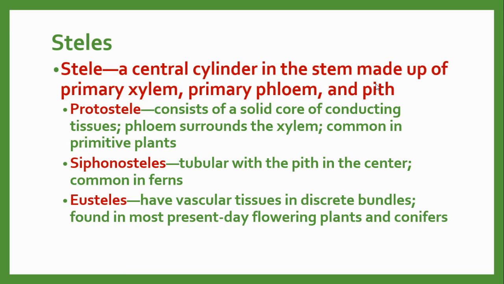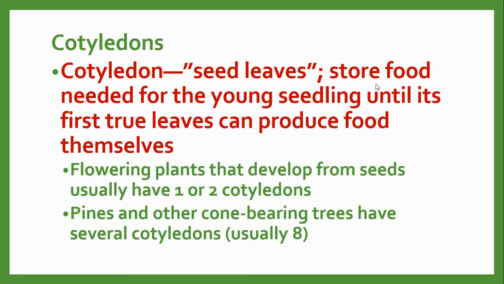Siphonosteles are tubular with pith in the center, and they're common in ferns. And eusteles have vascular tissues in discrete bundles. They're found in most present-day flowering plants and conifers.